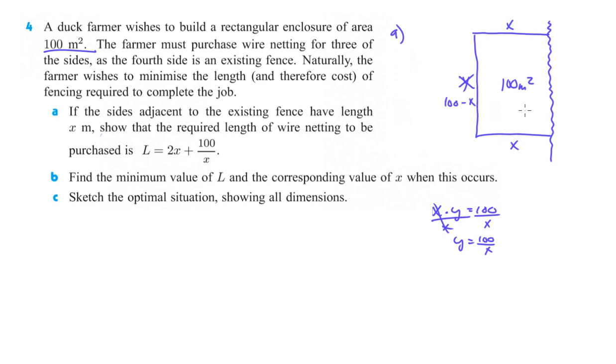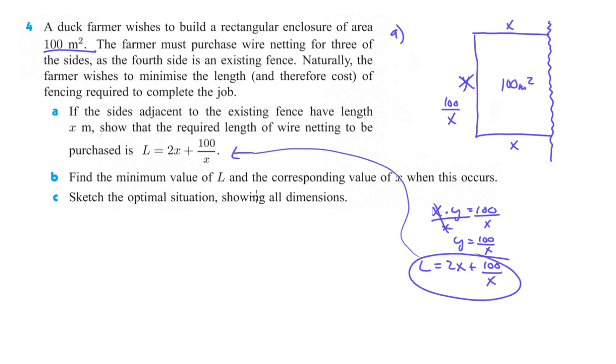So instead of y, we'll get 100 over x, not minus x. We now know the length of all of our fence has to be the 2 x's, so length equals 2 x's plus 100 divided by x. And if you'll notice, that is the same thing as that. So how do we come up with that? That's how you come up with that.